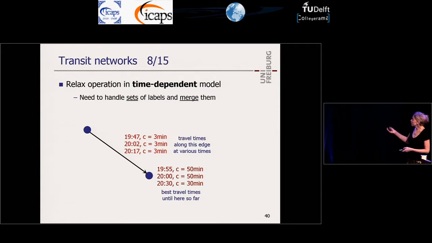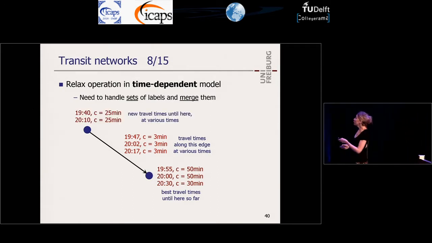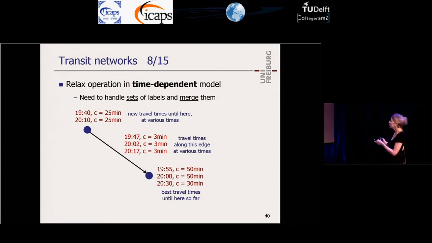And now you have a set of labels, not just one. Now new information comes in, which is also a set of labels. We don't have time to do all the details here. You have sets of labels here, sets of labels here. Now you have to put these and these together. That can also be done. This is what comes out.